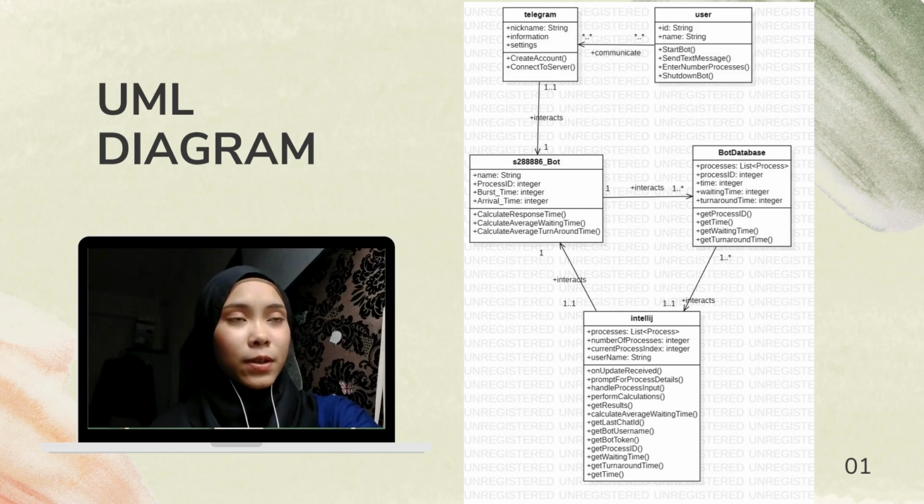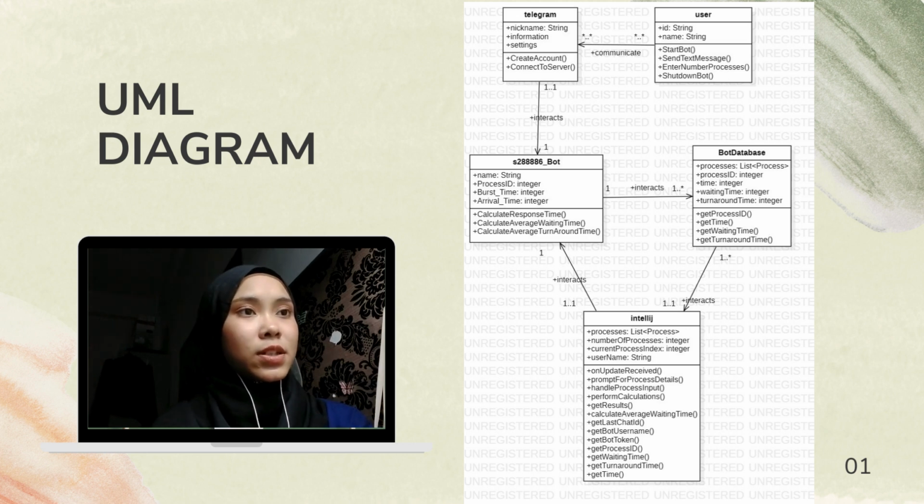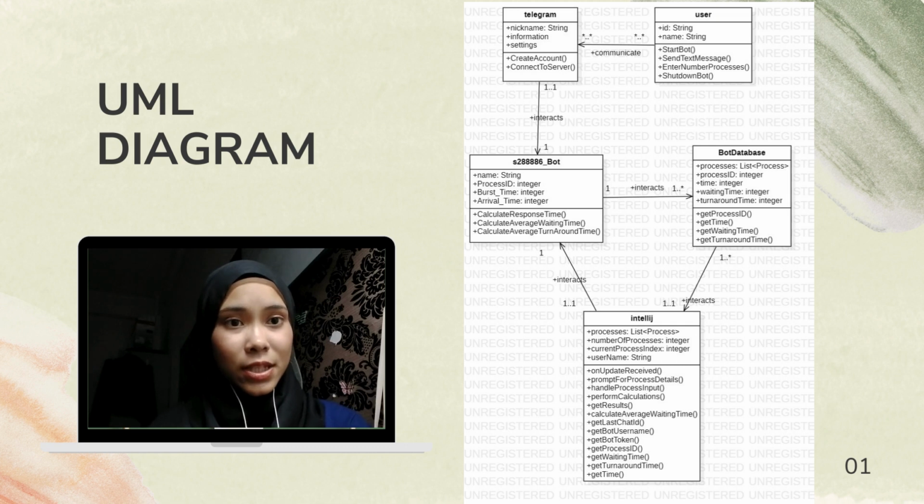So first, we have our UML class diagram. First, the user will have ID and name, and the user will communicate to the Telegram. Next, the Telegram will provide the nickname, information, and setting, and then Telegram will interact to the S288886 bot, and this bot will interact with the bot database to insert all the data that have been inserted before. Then the bot database will interact with IntelliJ, and then IntelliJ will interact back to the bot before, and the process will keep repeating.